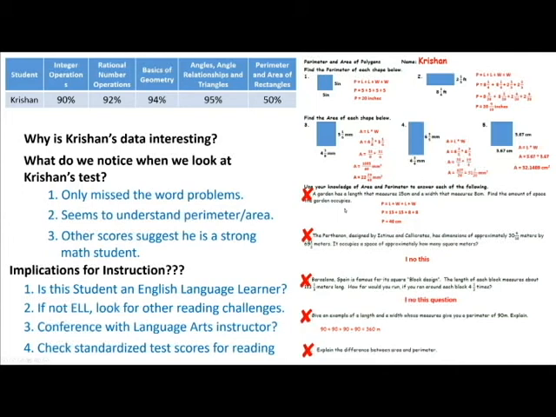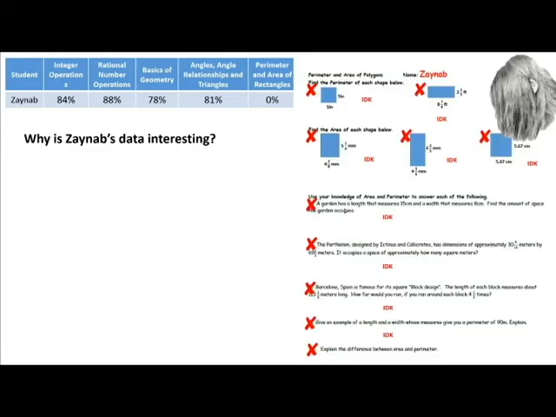I have one more student I want us to look at. That's Zainab. Zainab's scores are listed here. Do you notice anything interesting there? Maybe pause the video, take a second and think about that. Here's Zainab's test. What do you notice? Again, maybe pause the video, take a few moments and think about that. See if you can come up with some responses on your own.